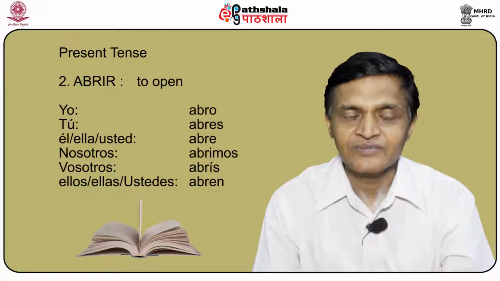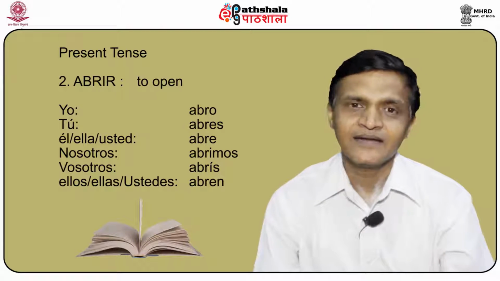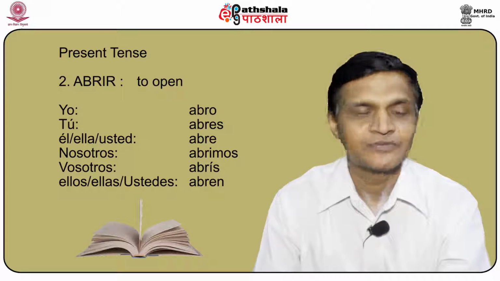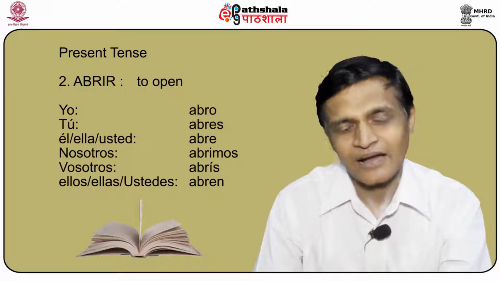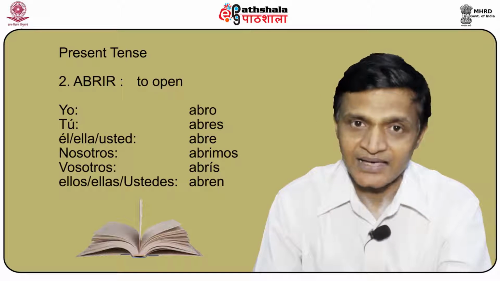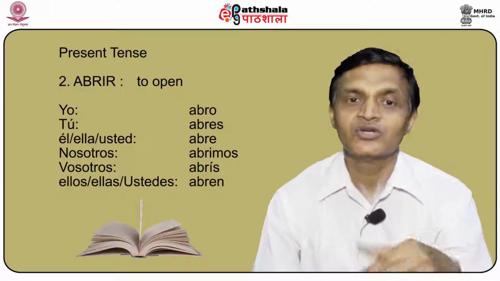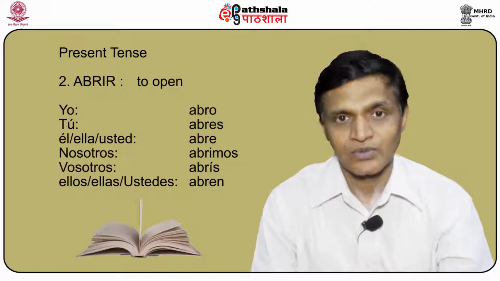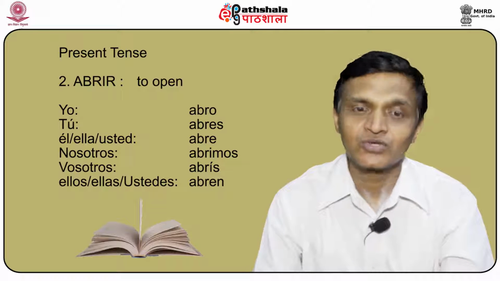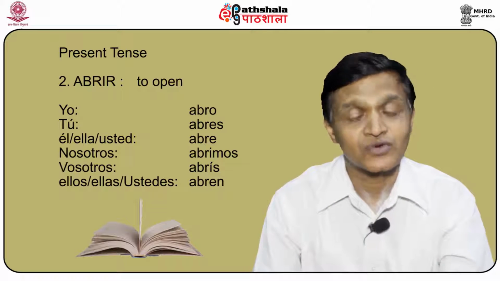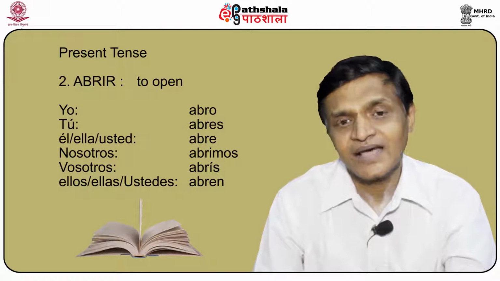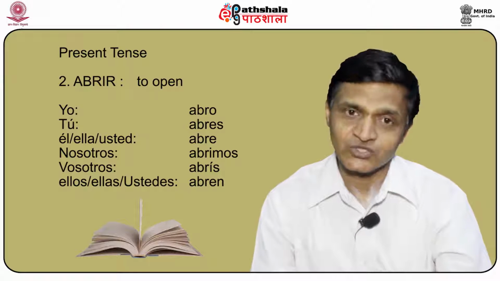Abrir is another verb which means to open, and by the ending of the verb, you know it is an IR ending verb. The previous verb was an ER ending verb because it was aprender. Abrir is IR, aprender is ER, to open. Yo abro, tú abres, él, ella, usted abre, nosotros abrimos, vosotros abrís, ellos, ellas, ustedes abren. So, abrir is to open.